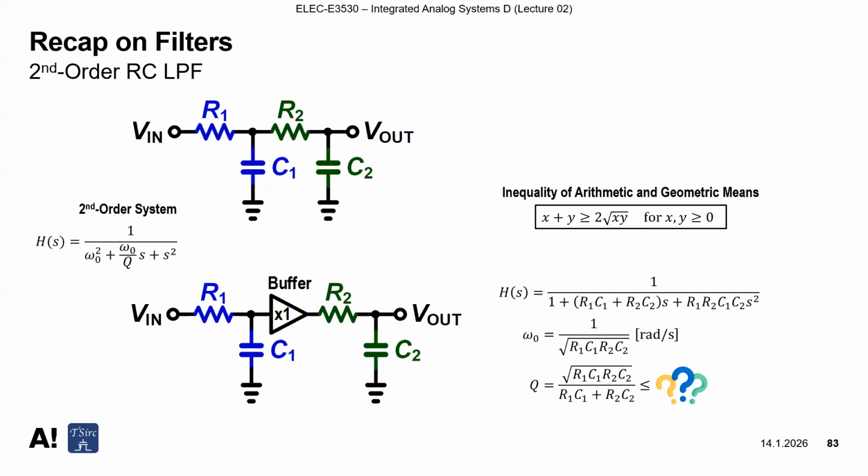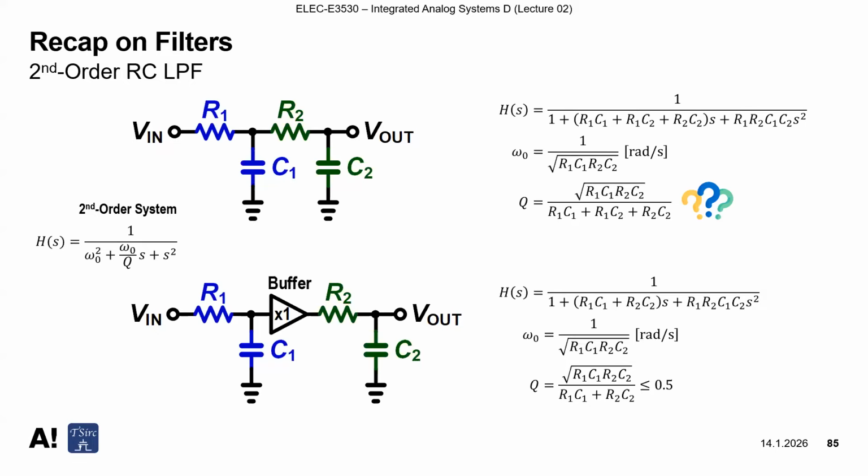Because we have R1, C1, R2, C2, for the denominator part, we can apply this equation. Then the denominator's minimum value becomes the square root of R1, C1, R2, C2. On the other hand, for the overall Q factor, because our denominator's minimum value exists, the maximum value also exists. So 0.5, because we plug in this 2 times square root xy here. So it becomes 1/2. So the Q factor of this kind of RC low pass filter is limited to 0.5.